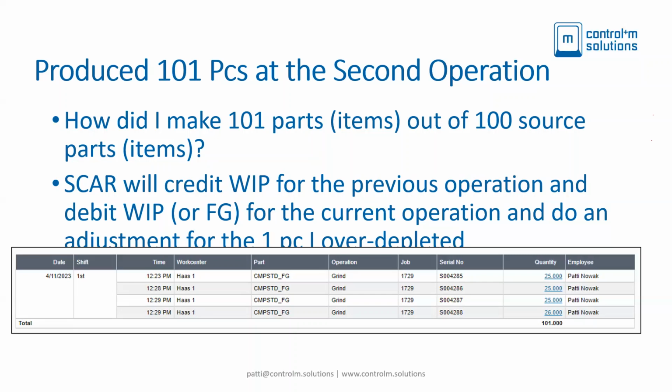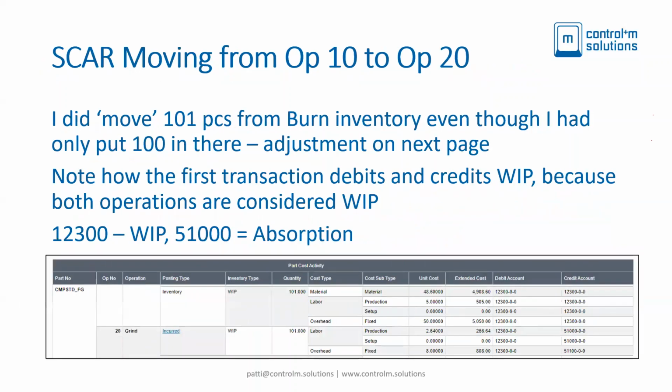The setup for this is fairly simple. It's called over depletion. It's in the operation type table. So comment if you'd like to learn a little bit more about this. We can talk about over depletion and rollover adjustments because for some of you on this call, it really does make a lot of sense to use them. So let's look at the SCAR activities based on producing 101 items out of only 100 items.